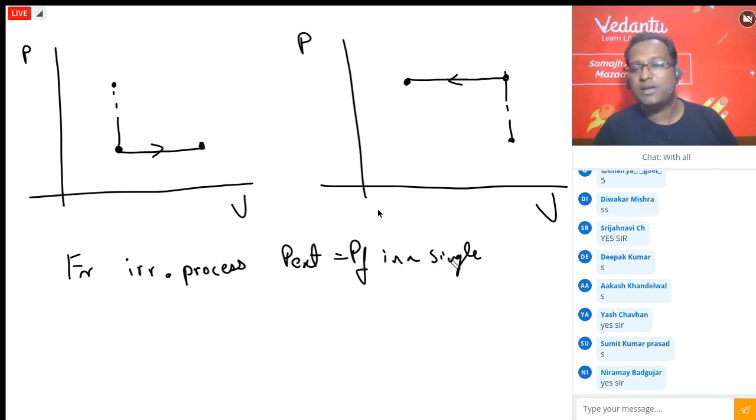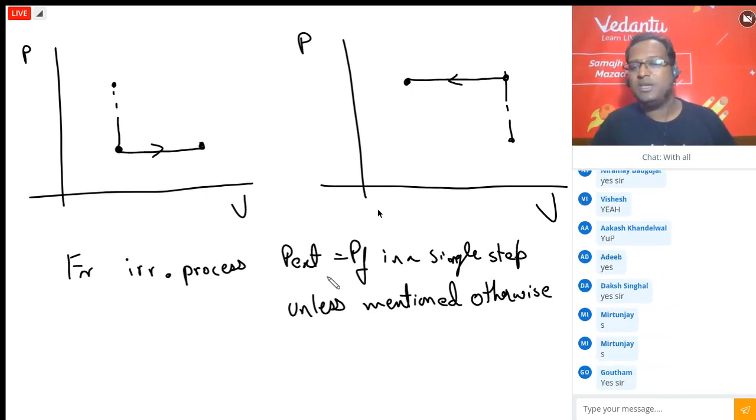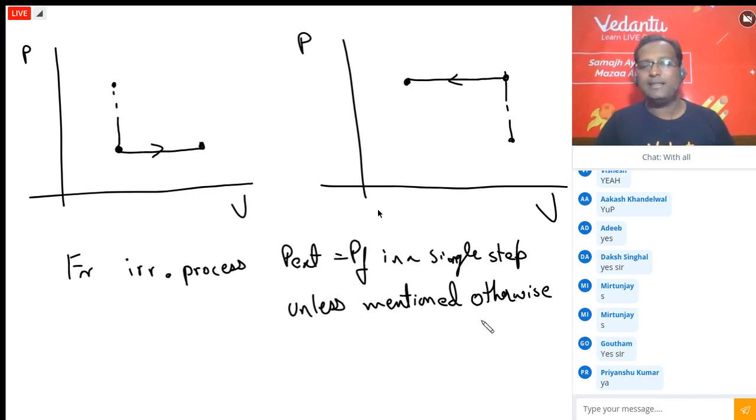Now there is a big catch in this, unless mentioned otherwise. Do you remember a question we solved a while back? P external was 180 m, but it never actually reached 180 m. It was some 100 to 10 against P external as 180 m. So unless the question says it will always be equal. But if the question says otherwise, it will not be the same.